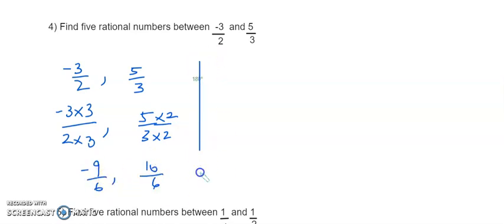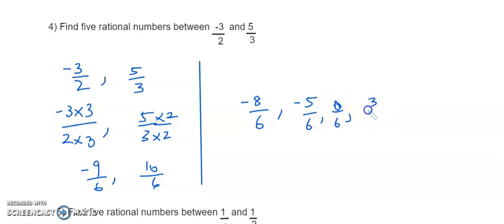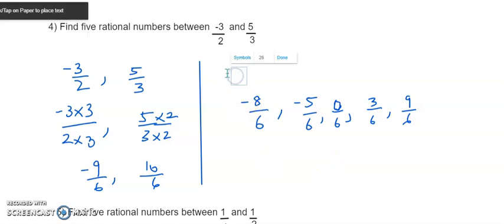Now, how many rational numbers do I have to find? 5. So it's very practically easy because it's negative 9 and 10. I need to find only 5. So my 5 rational numbers can be negative 8 by 6, negative 5 by 6, 0 by 6 is possible, 3 by 6, 9 by 6. Correct? I need to take only 5. So it's easy for me to list out the 5 rational numbers because between negative 9 and 10 I have to find, right? So it's easy.